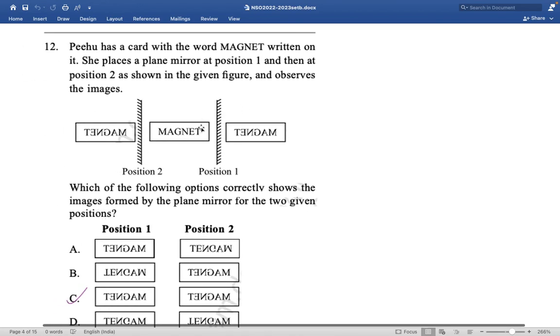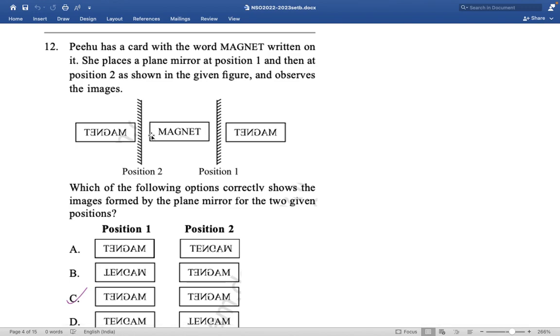Here, the letter closest to the mirror is the one that is shown closest to the mirror in the image. Here, we see that T is closest to the mirror. Similarly, T is closest to the mirror here too. E is facing towards the mirror. Similarly, E is facing towards the mirror here as well. Same goes for the rest of the word.